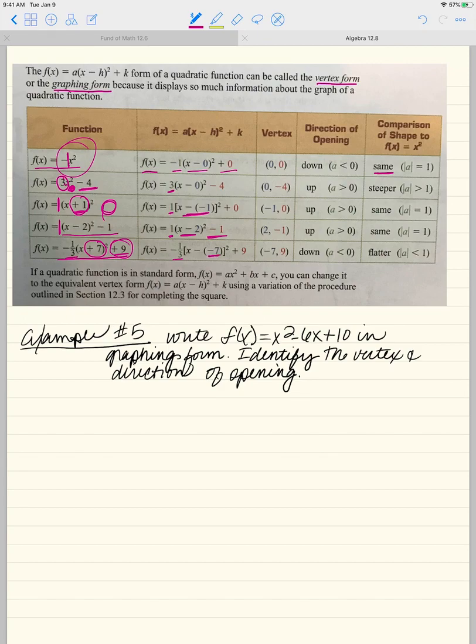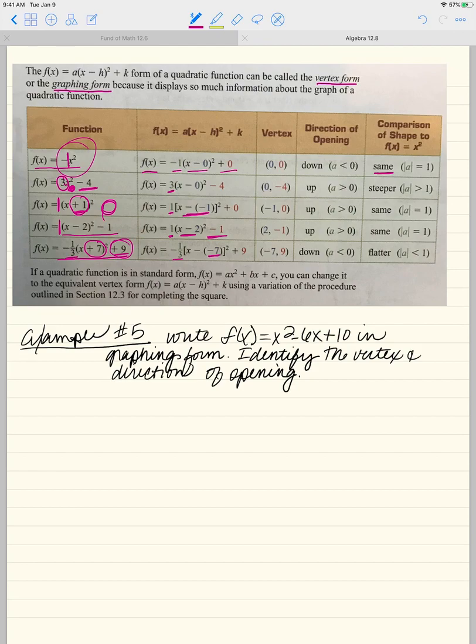The graph is going to open down. Why is it going to open down? Because -1/3 is less than 0. So this graph opens down, and it is flatter than x squared because the absolute value of a is less than 1. The absolute value of a is 1/3. In this case, 1/3 is smaller than 1, so it's going to be a flatter parabola.